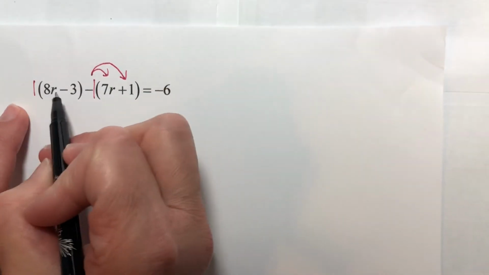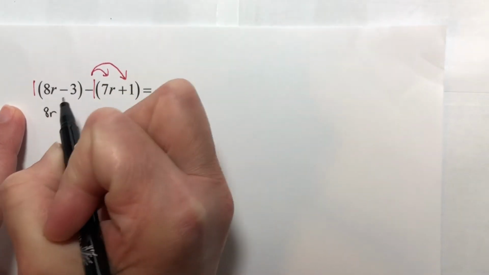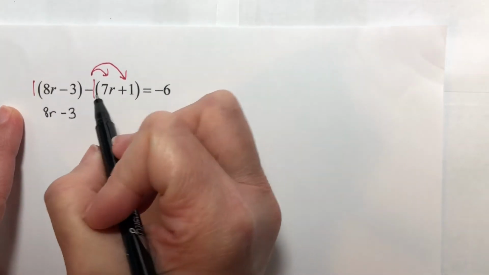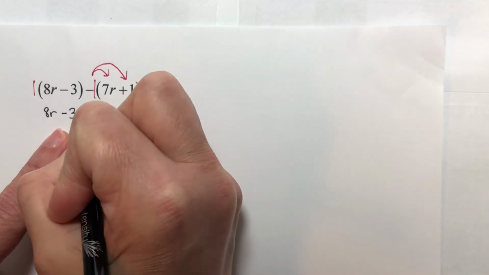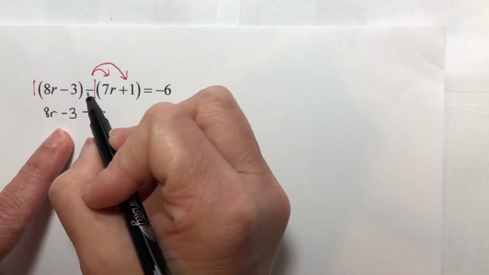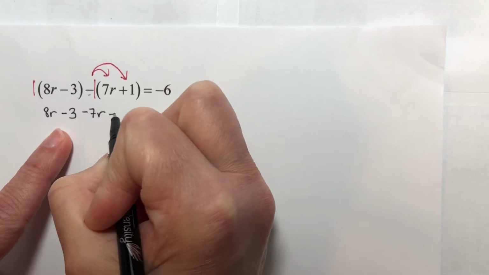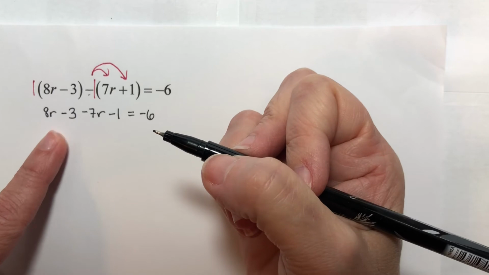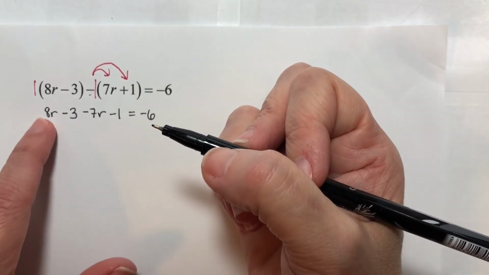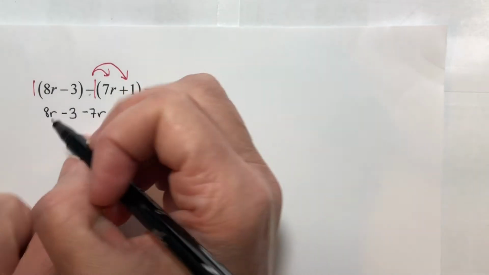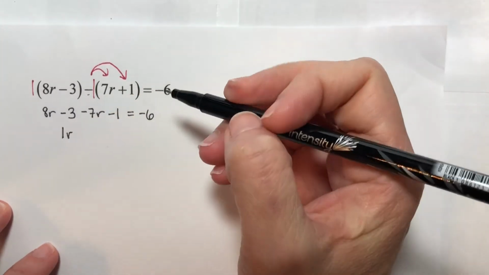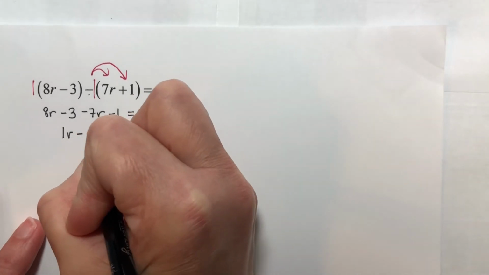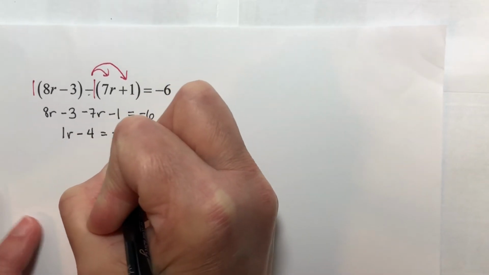So technically, I have 1 times 8r, which is 8r, 1 times -3, minus 3. -1 times 7r is -7r. -1 times 1 is -1, and that equals -6. Now combine like terms. I have 8r minus 7r, that gives me 1r. I have -3 minus 1, which is -4, and that equals -6.